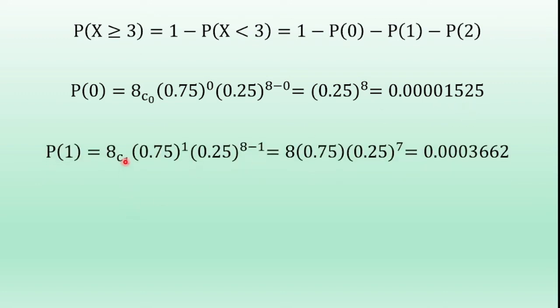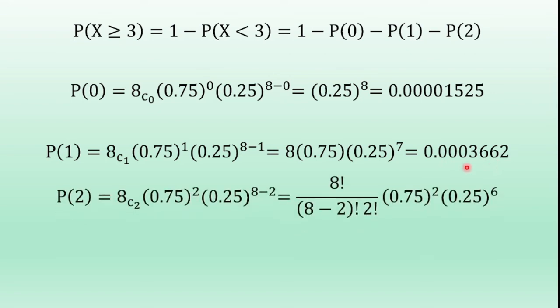Next, P of X is equal to 1. P of X is equal to 1 is 8C1 into 0.75 whole to the power of 1, 0.25 whole to the power of 7. Simplifying this RHS term, we get the value is 0.00036.